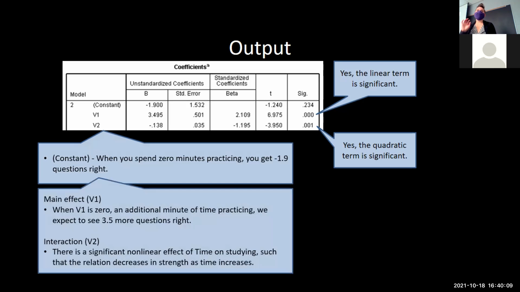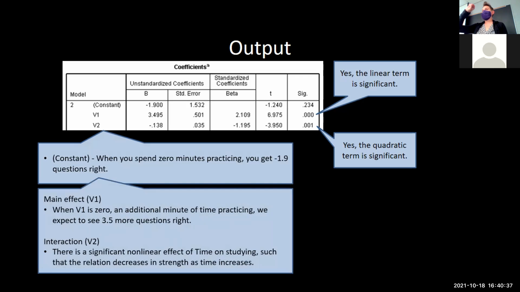So now we have variable 1, which was the linear effect. That's also sometimes called the main effect we talked about when we were looking at the interaction models. So here we say, when variable 1 is 0, with 0 minutes spent studying, an additional minute of time practicing, we would expect to see 3.5 more questions correct.